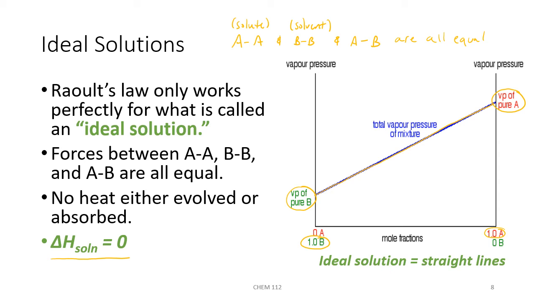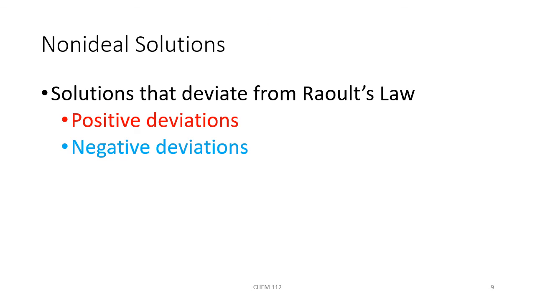This is not really the case in the real world, but we're imagining that our solutions are ideal or close to ideal when we use Raoult's law. But in reality, the vapor pressure really might not fall along that line between the two of them. In real life, when we make a solution, there could be heat generated. We could have an exothermic or an endothermic solution that could lead to positive or negative deviations from Raoult's law when we actually calculate the real vapor pressure.